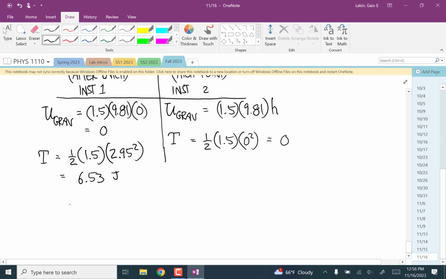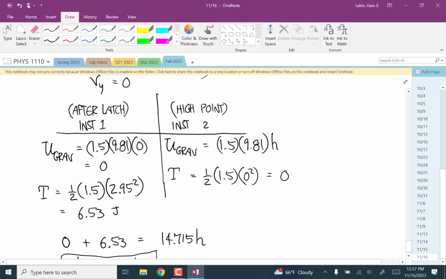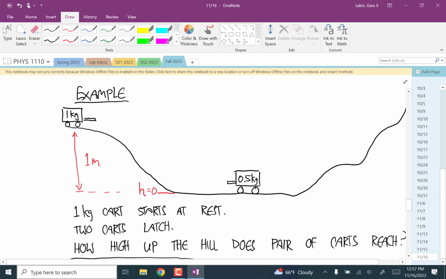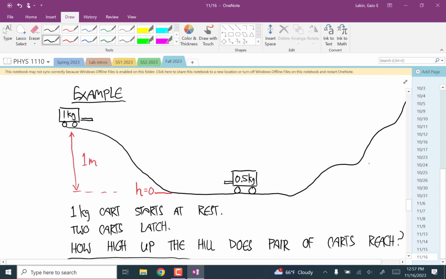And so conservation of mechanical energy says 0 plus 6.53 is equal to 14.715 H. And so H is equal to 0.44 meters. So this pair of things will roll 0.44 meters up the hill.